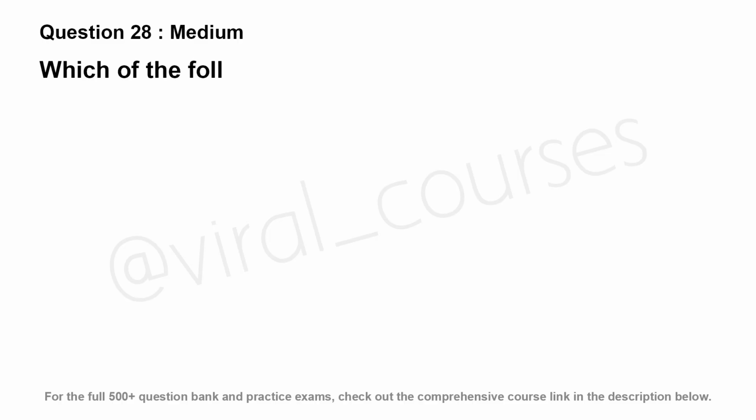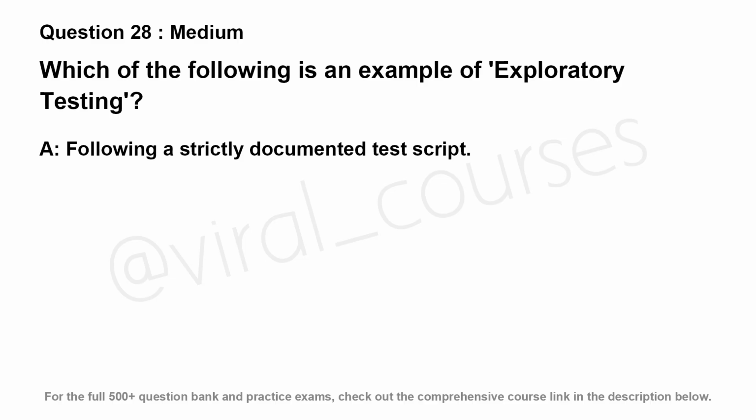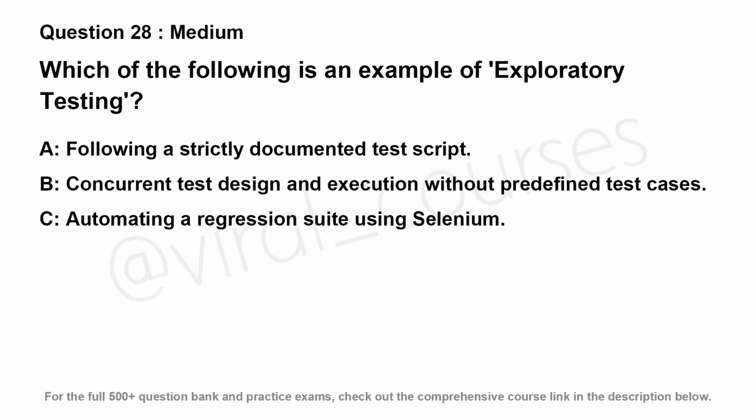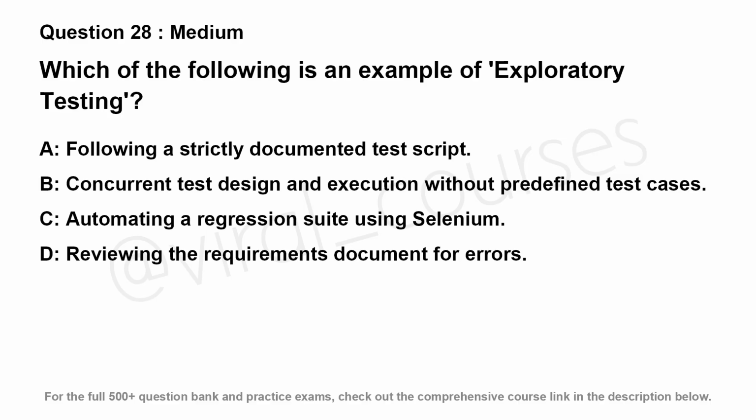Which of the following is an example of exploratory testing? Option A. Following a strictly documented test script. Option B. Concurrent test design and execution without predefined test cases. Option C. Automating a regression suite using Selenium. Option D. Reviewing the requirements document for errors.